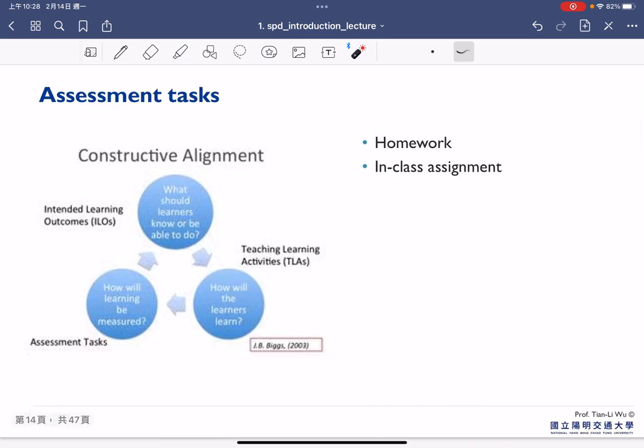Okay, so here we have the homework and the in-class assignment. For homework, ideally we will have eight or nine homework assignments. I forget, I need to check. Usually in the last semester, each homework was graded. But this time we have quite a lot of students, and I decided to reduce the load on my teaching assistant. Therefore, only half of the homework will be graded, and the other half is for yourself, for self-review.